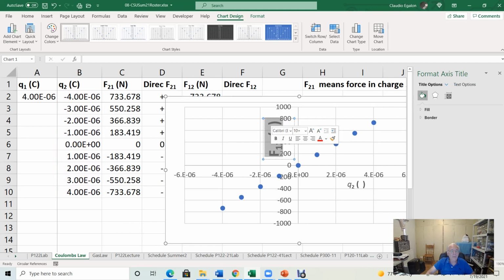Why so large? 10 plus? Strange. Let's put just 10. Why did 10 plus there? Yeah, like that.